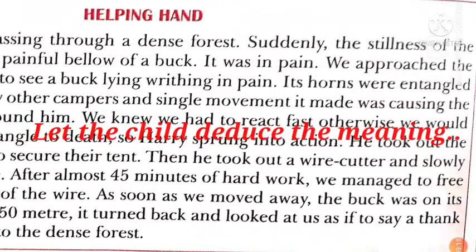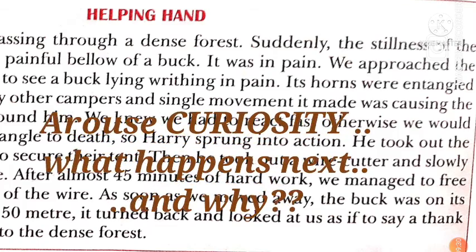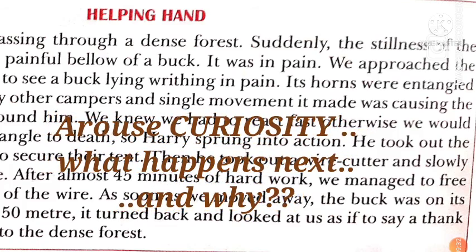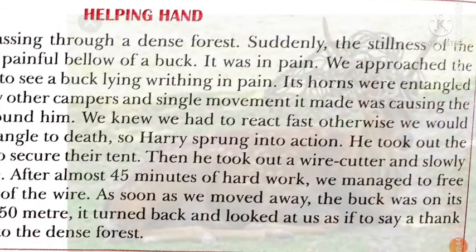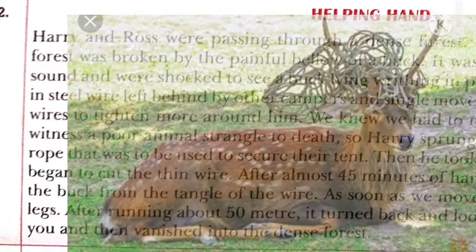So it's a long sentence. Its horns. And why was it? Naturally, one emotion leads to another. One thought has a thread which leads to another thought, and an inquiry, a curiosity must arise in the mind of the child as to why the buck is writhing in pain. What happened to him? So let him picture. You could use even illustrations here. "Its horns were entangled in steel wire, left behind by other campers."